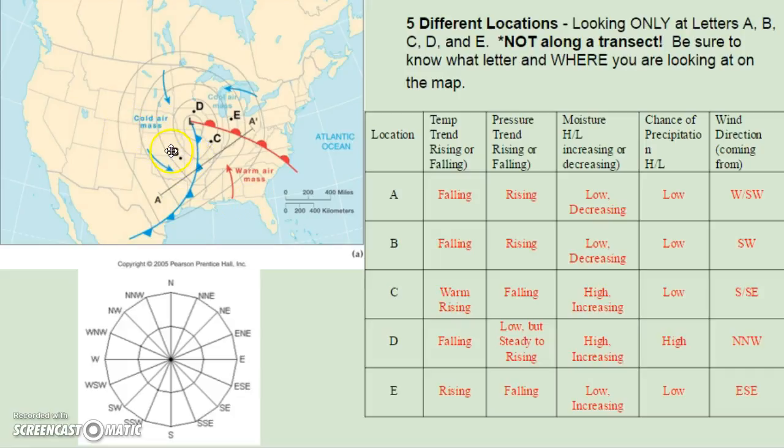Location B, right here. The temperature is also going to be falling, and the pressure trend is going to be rising also, right? The low pressure is moving away. We've got very low moisture, and we have very low chance of precipitation. It already happened. The cold front already moved through, so any storm would have cleared out the moisture, and this would be kind of clear, dry conditions. And the winds here, if I look here, deflected to the right, it's going to be out of the southwest.